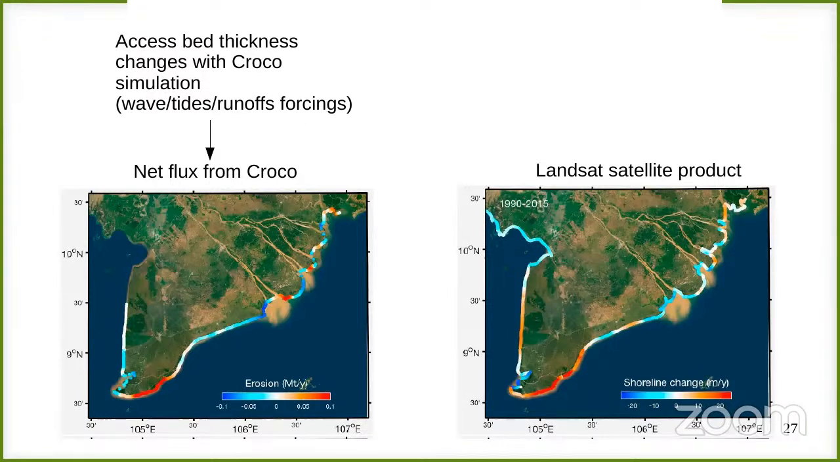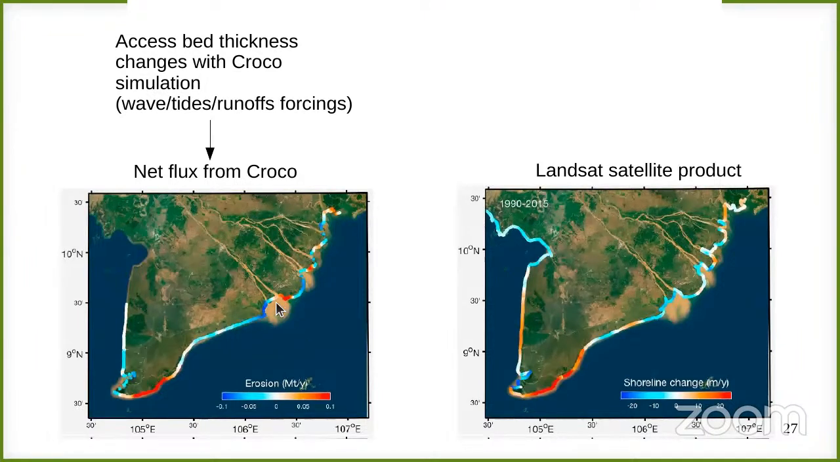You will have some information on the bed thickness, and then, as you can see below, you have the erosion. You can estimate the net flux from CROCO on the coastline. Here it is in million tons per year. Red means erosion, and blue deposition. The mass works well.